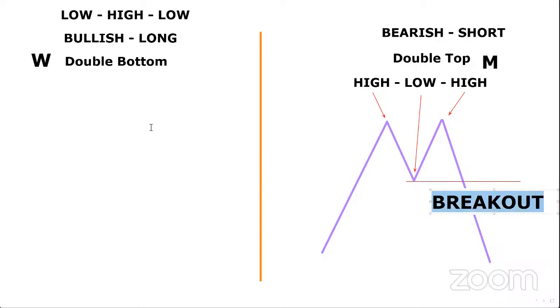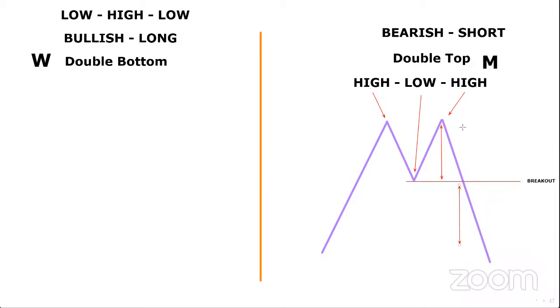So after the breakout of this level, you can simply go short. Keep in mind that we're having here high, low, high. Now, the difference between the high and low is going to be your take profit. Say that the difference between this point and this point is like 100 pips. So after the breakout, you're going to go short like 100 pips.